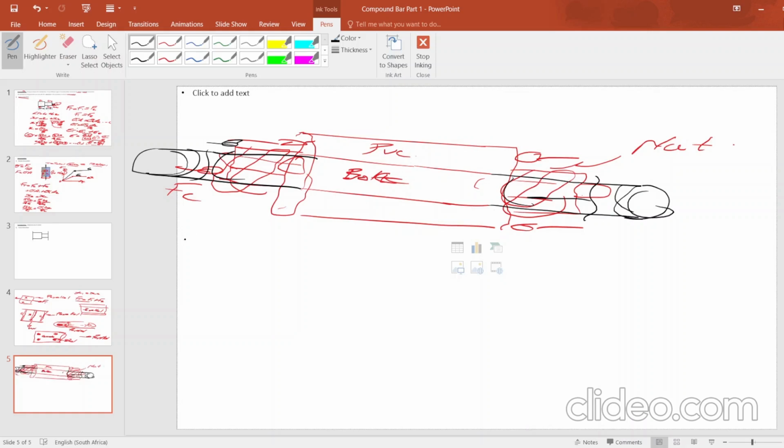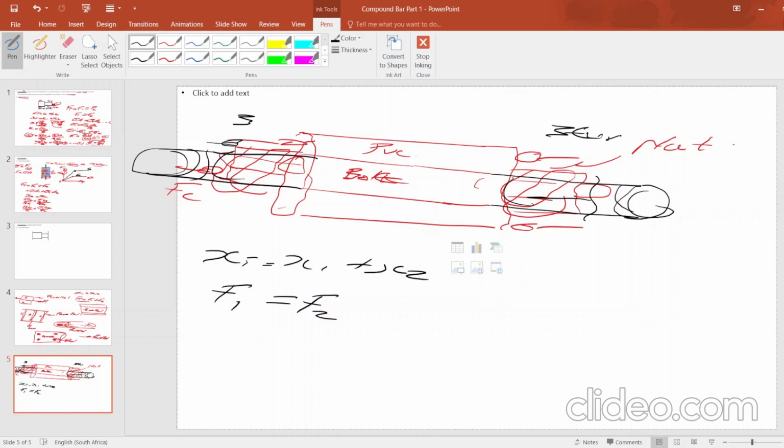Now here you are having xt equals x1 plus x2. Then you are having force 1 equals force 2. Because if you are turning the left hand side, you are making 3 turns, you are applying the force. As well as this side, you have to turn 3 turns. That means you are applying equal force. That is why force 1 equals force 2.